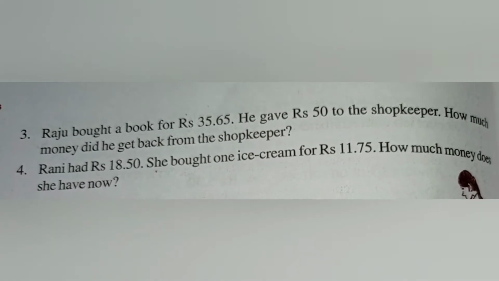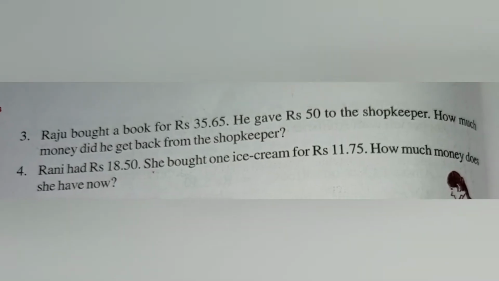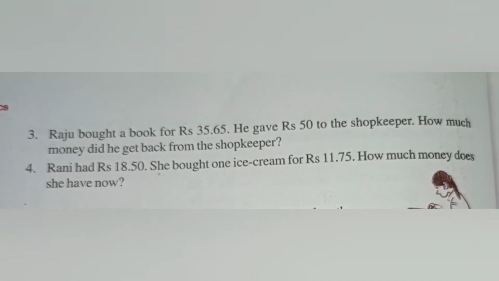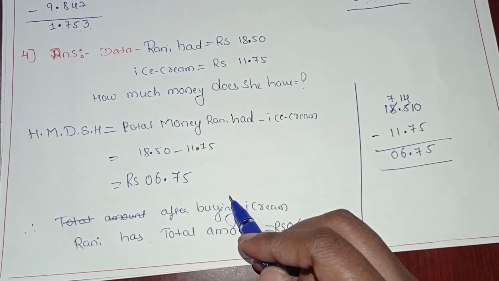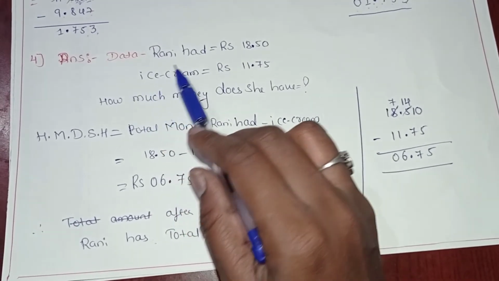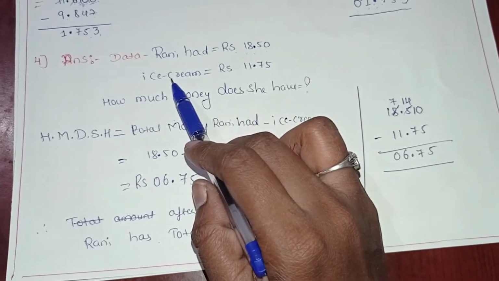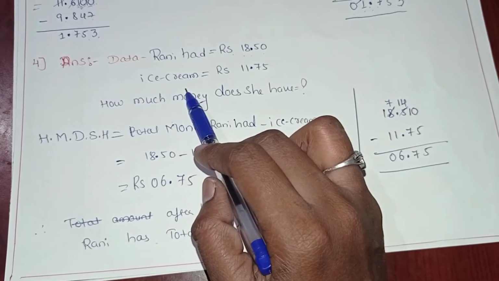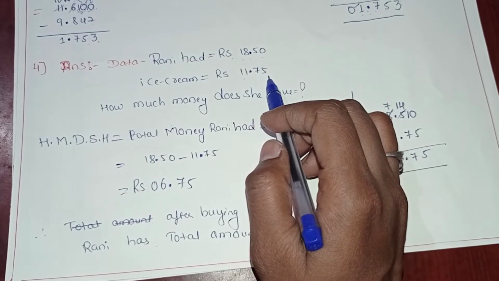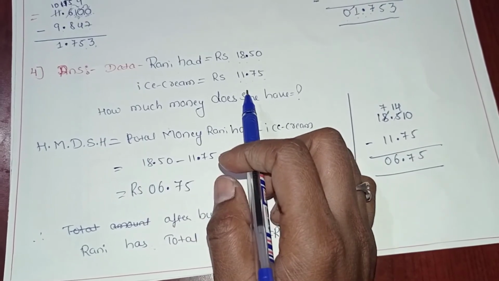Rani had rupees 18.50. She bought one ice cream for rupees 11.75. How much money does she have now? Before solving the problem, let's collect the data. Rani had how many rupees? 18.50, right? What did she bring? Ice cream. How many rupees was the ice cream? 11.75 rupees, right? How much money does she have?